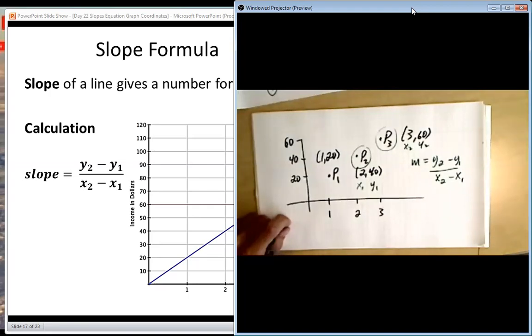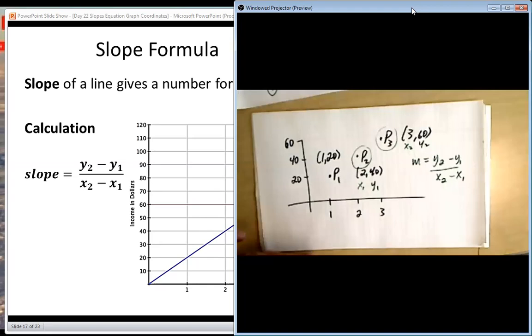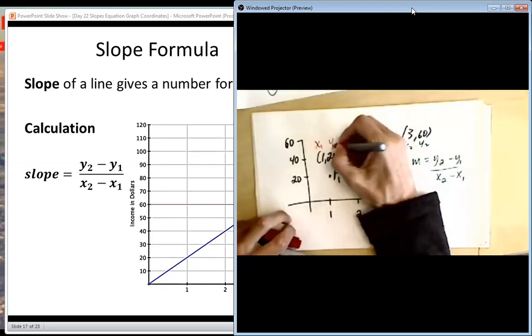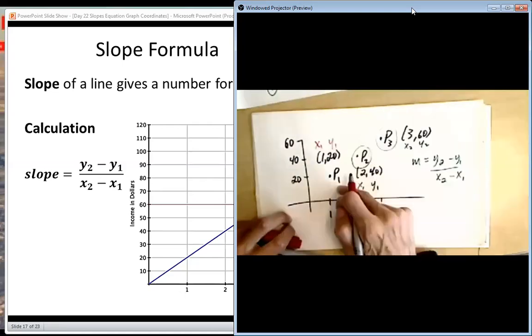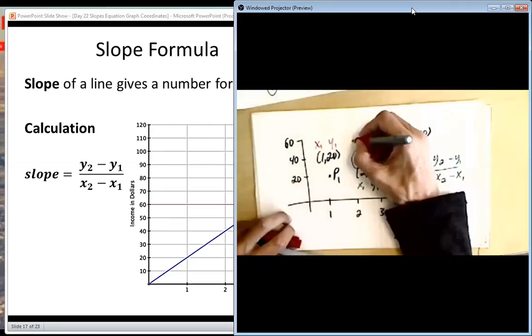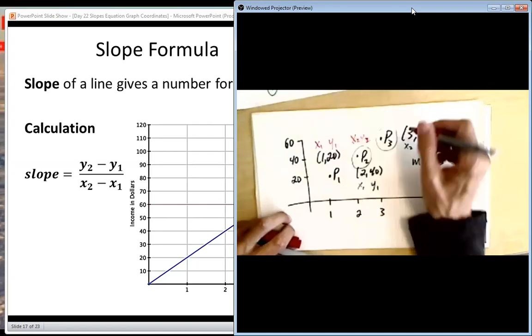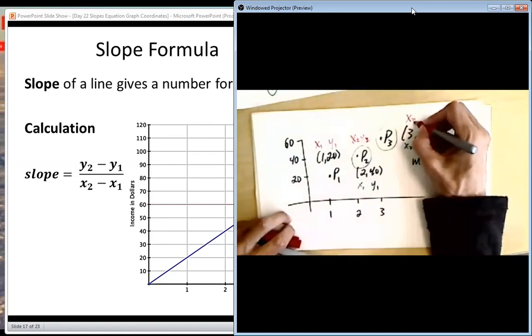Or, we'll do it in red. If for some reason, maybe this is a little more mathy, for the first point, you got 1s. For the second point, you got 2s. For the third point, you got 3s now, right?